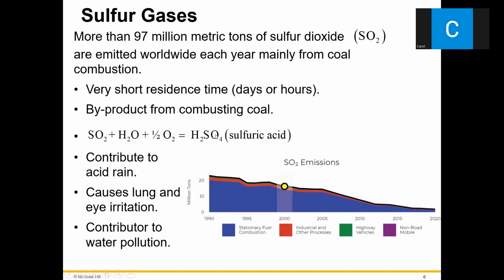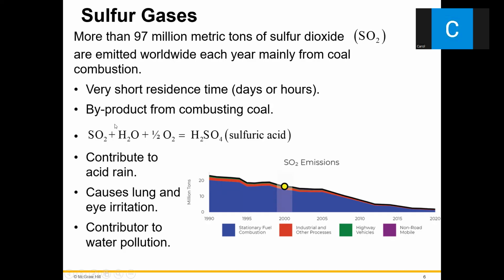Next type is sulfur gases. More than 97 million metric tons of sulfur dioxide, SO2, are emitted worldwide each year, mostly from coal combustion, which is crazy because you think of coal as being a thing in the past, but obviously it's not, at least not globally.